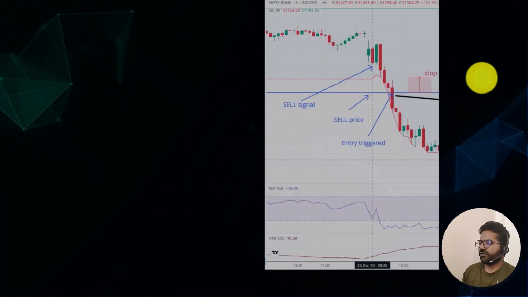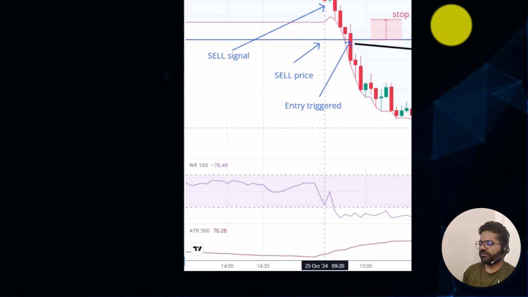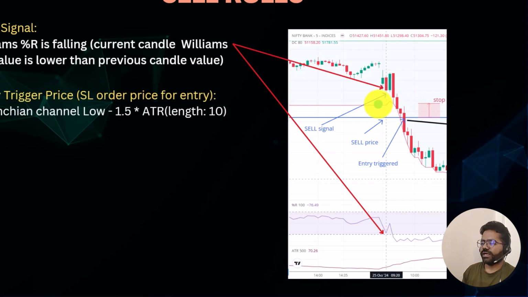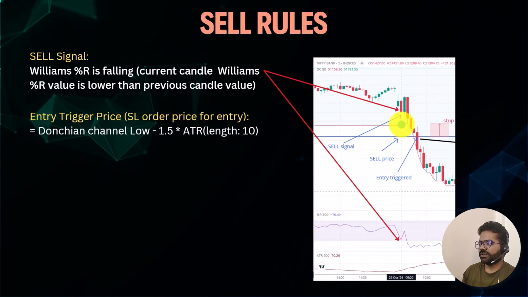Let's look at the sell rules. It is exactly opposite of the buy rules. The William %R should be in a falling condition. If it is in a falling condition, then we have our sell signal, and then we can calculate our entry trigger price using the Donchian Channel low minus 1.5 times of ATR.